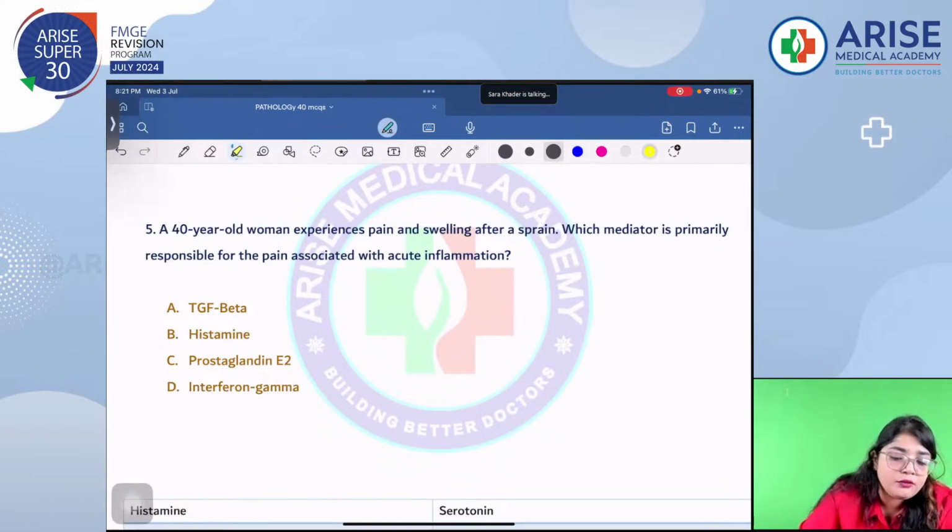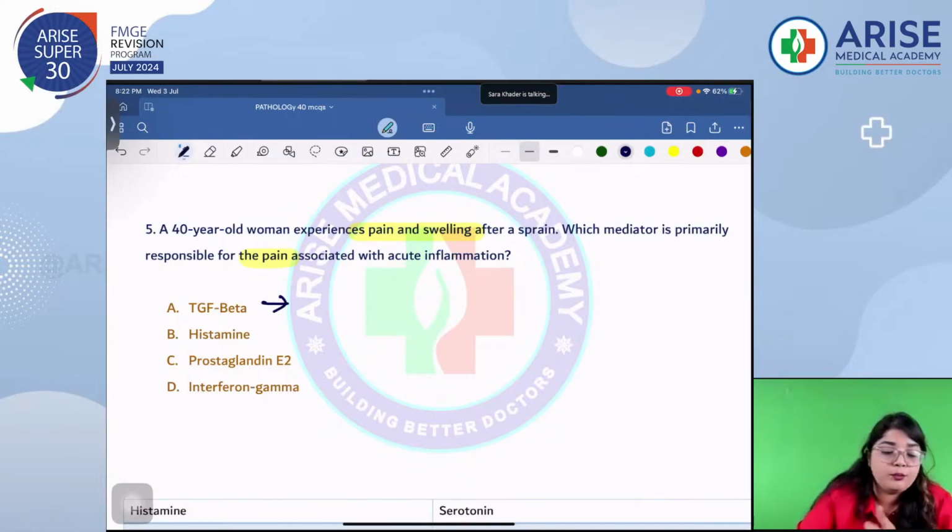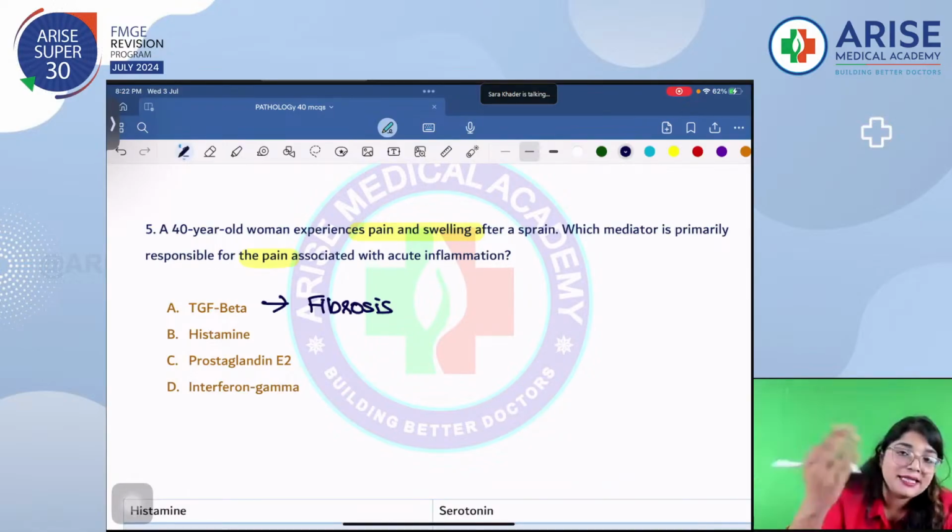A 40-year-old woman experiences pain and swelling after a sprain. Which mediator is responsible for pain? So TGF-beta, look at TGF-beta. It causes fibrosis. Okay, it is involved in wound healing. TGF-beta is activated when the alternative macrophage is activated, right? So it causes fibrosis. Remember, this is important. It causes wound healing.